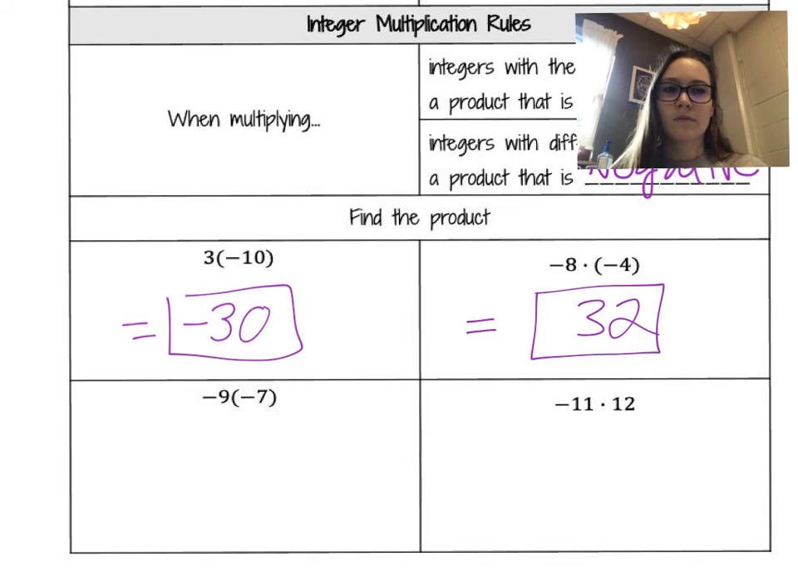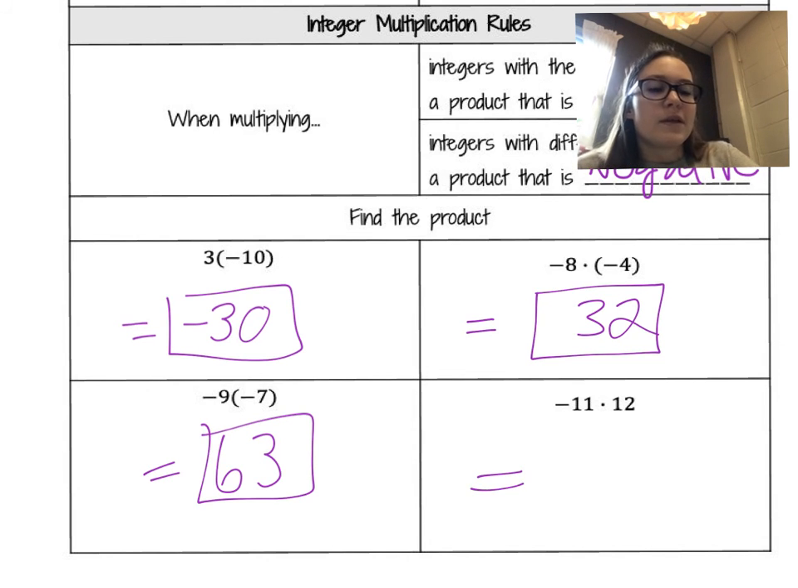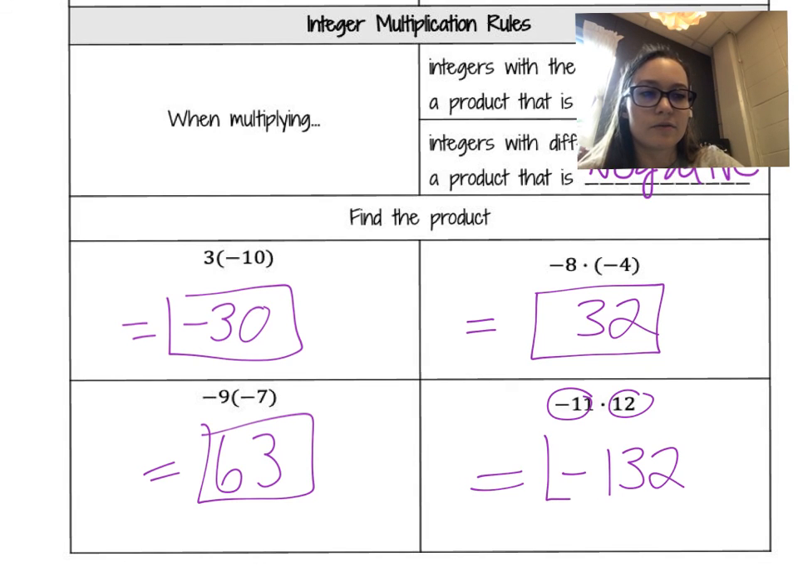Okay? Negative 9 times negative 7. Okay? 9 times 7 is 63. Now I have to figure out positive or negative. Well, negative times a negative is positive. So it's going to be positive 63, since they have the same sign. Okay? And last but not least, negative 11 times 12. Well, 11 times 12 is 132. One's negative, one's positive. They have different signs, so my answer is negative.